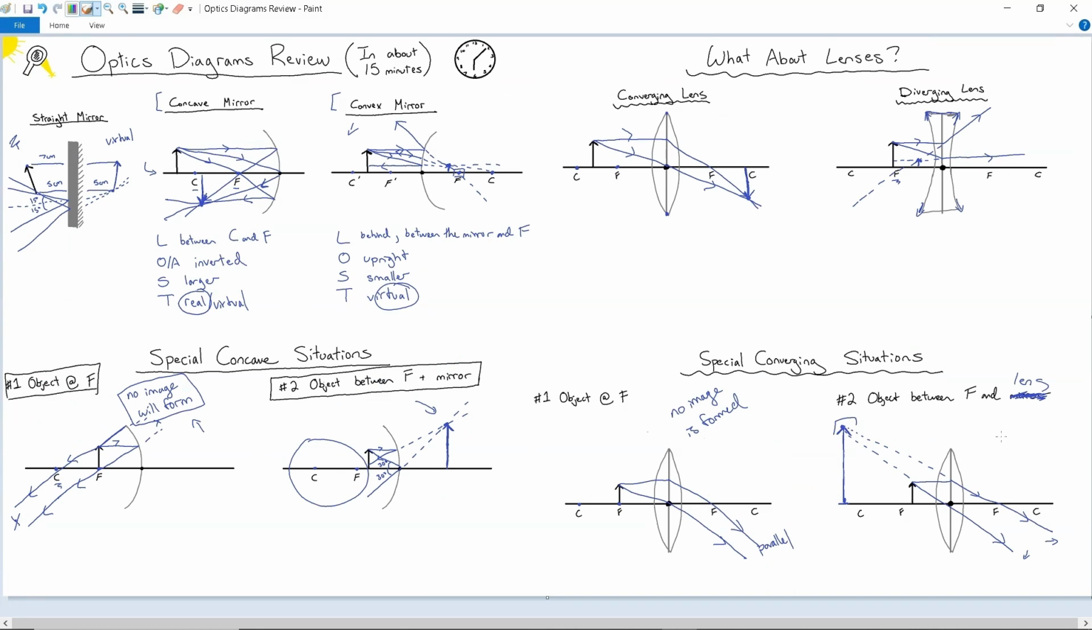So if you would like to go back to the end of this video every now and then, just to do a quick review of all of the lens and mirror diagrams, feel free to do so.